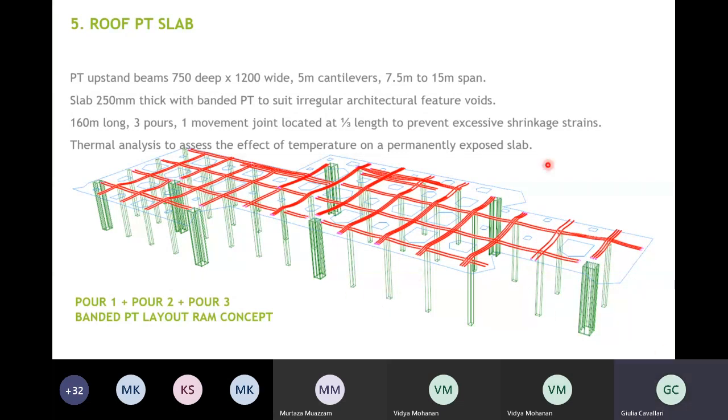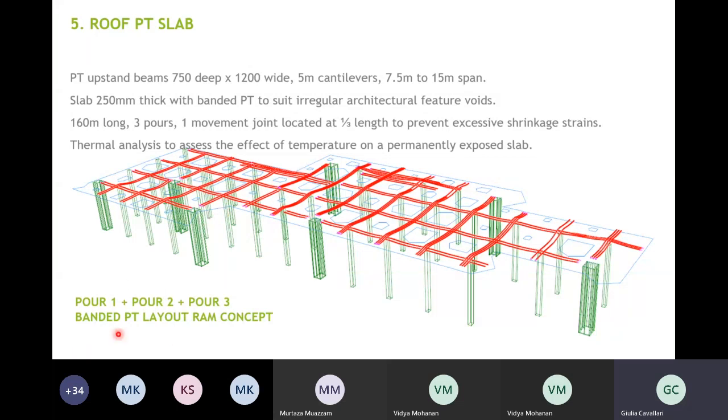The roof was divided into 3 pours because of the large size. It is still under 60 meters long. We couldn't cast the roof slab in one go, so it had to be divided into 3 pours, introducing 1 construction joint approximately here and 1 movement joint approximately here.